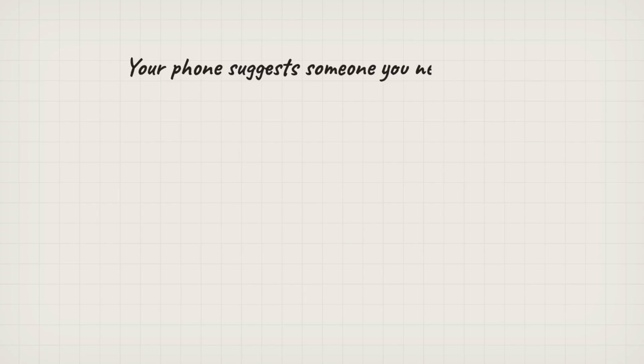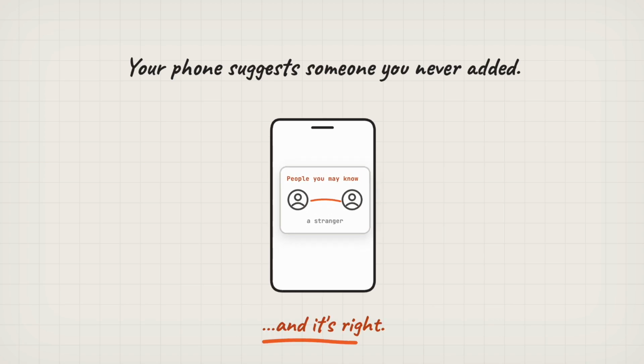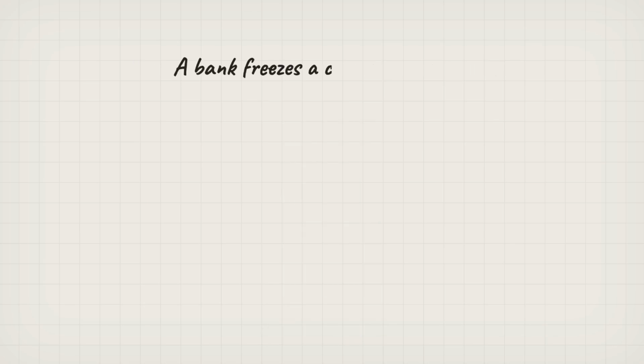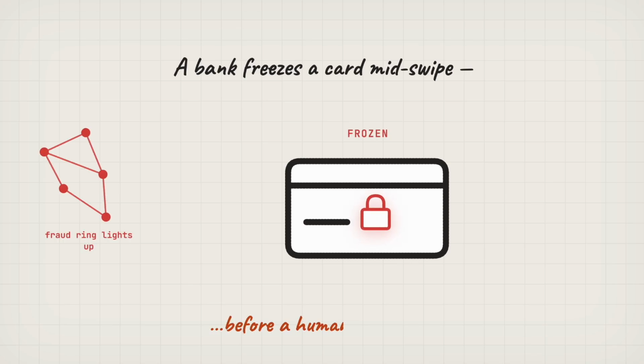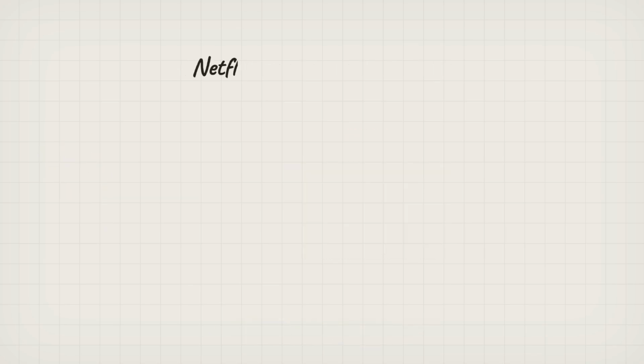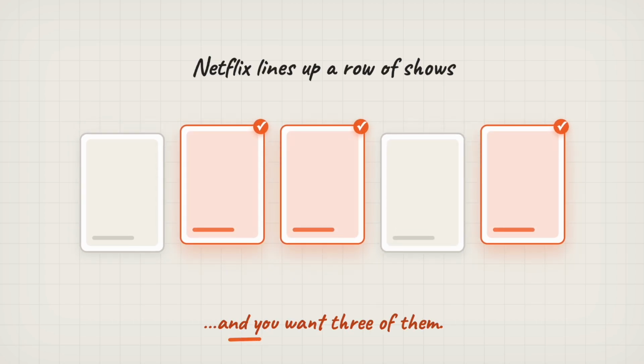So your phone suggests a person you have never messaged, never searched, never added. And somehow it says you two probably know each other. And it's right. A bank freezes a card the second a fraud ring lights up, before a human even looks at it. Netflix lines up a row of shows and you actually want to watch three of them.